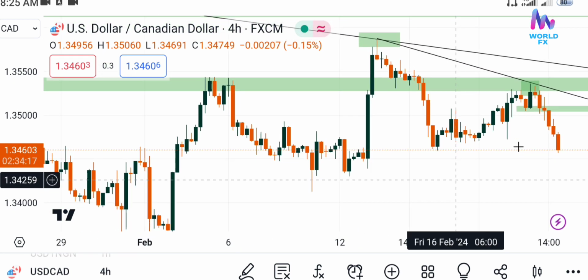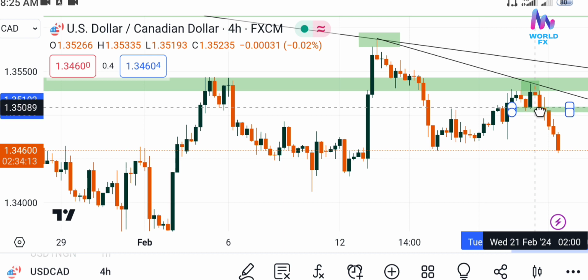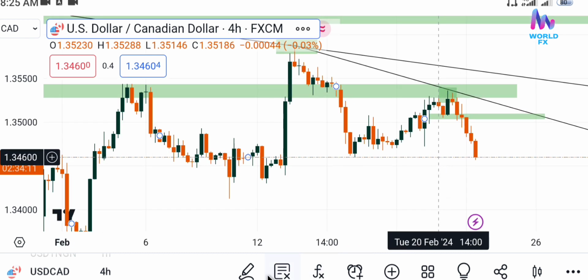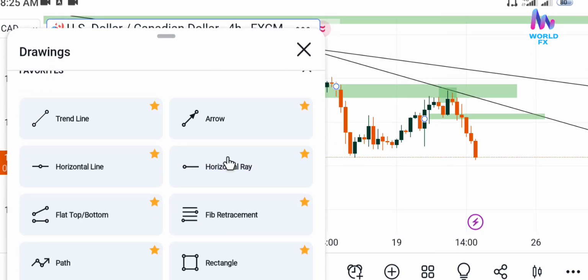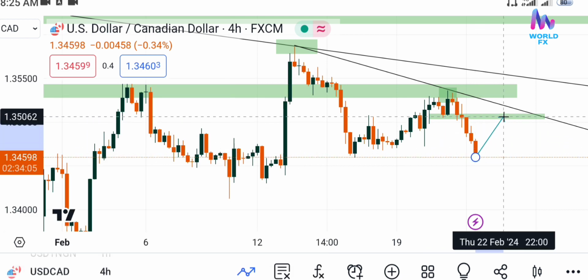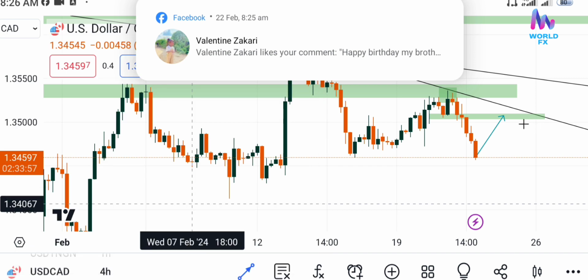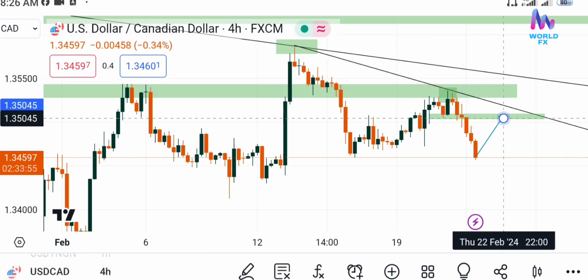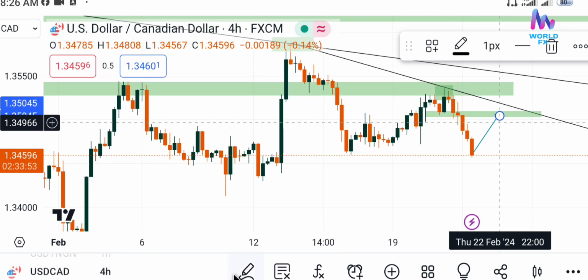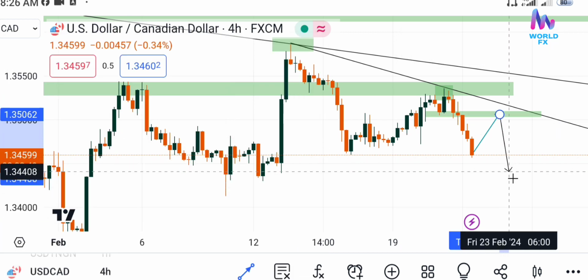So this is actually the Fibonacci level. We're expecting price to retrace from here, come back here before we look for our buyers to actually short the market from here, down to this point.